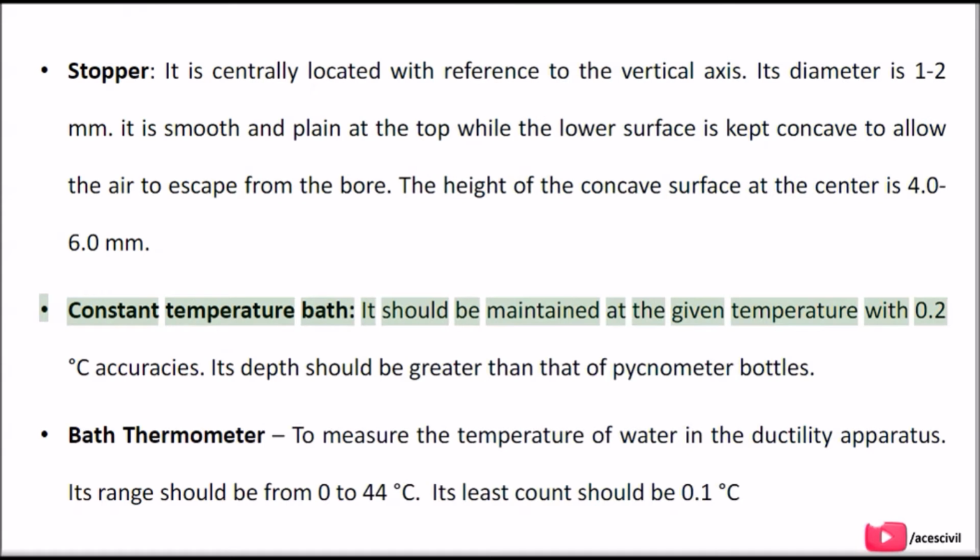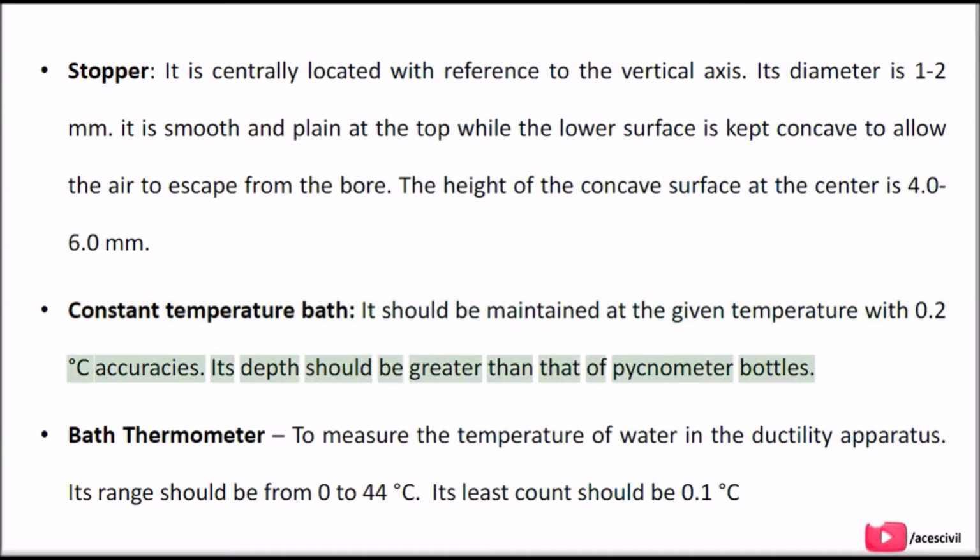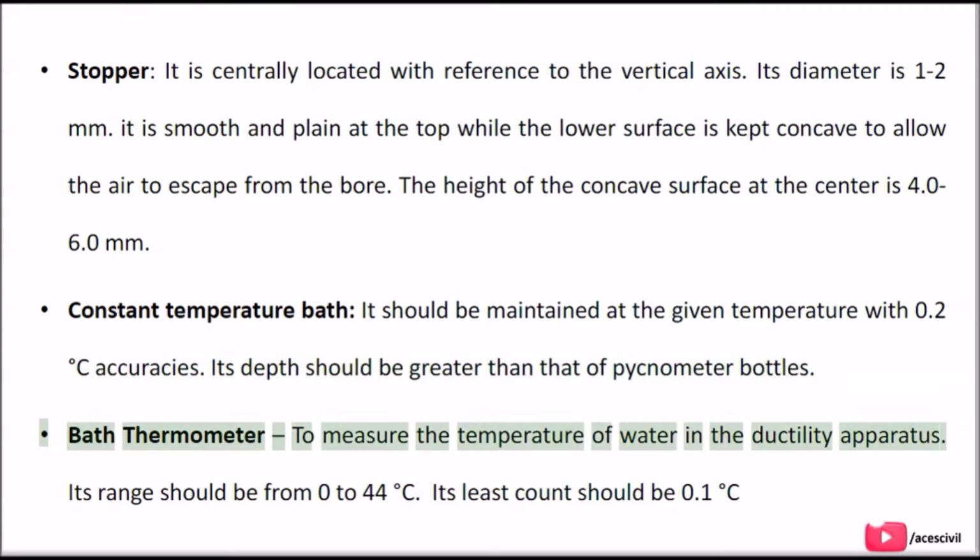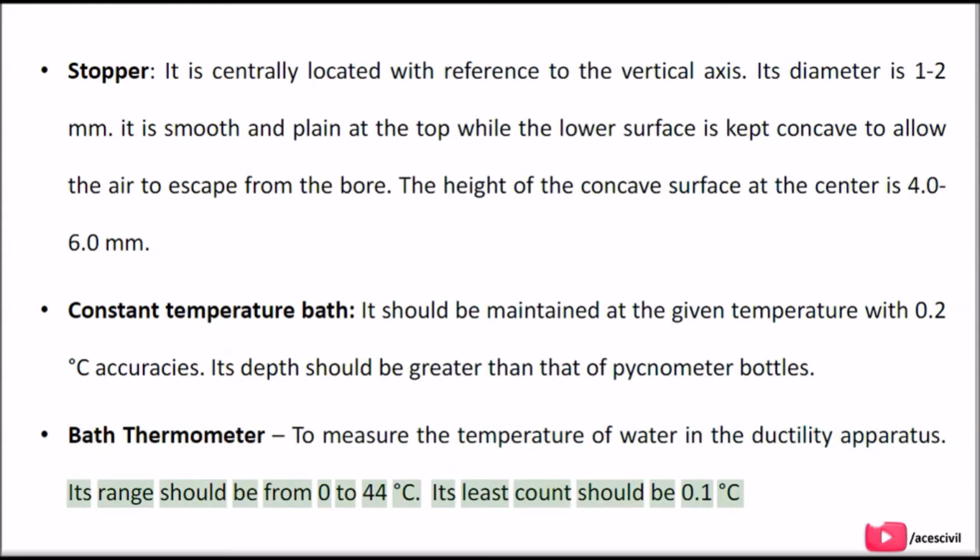Constant temperature bath: it should be maintained at the given temperature with 0.2 degree accuracy. Its depth should be greater than that of the pycnometer bottles. Bath thermometer to measure the temperature of water. Its range should be from 0 to 44 degrees Celsius. Its least count should be 0.1 degrees Celsius.